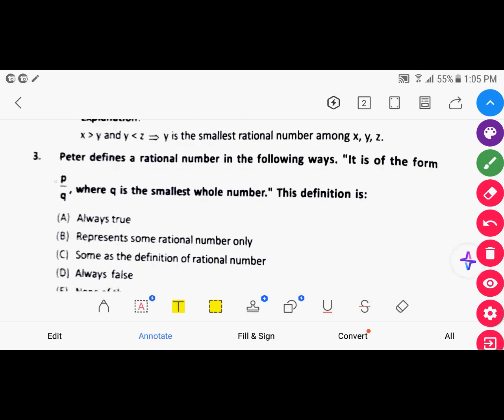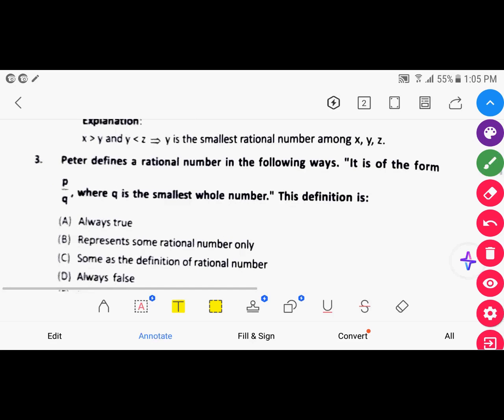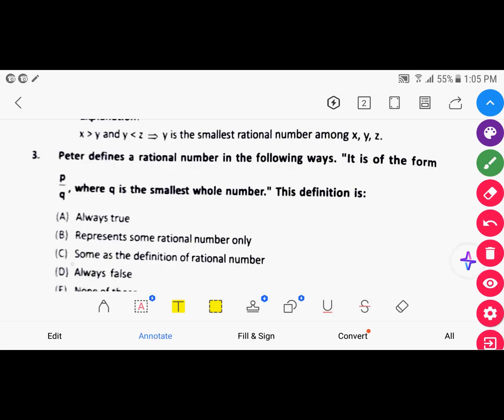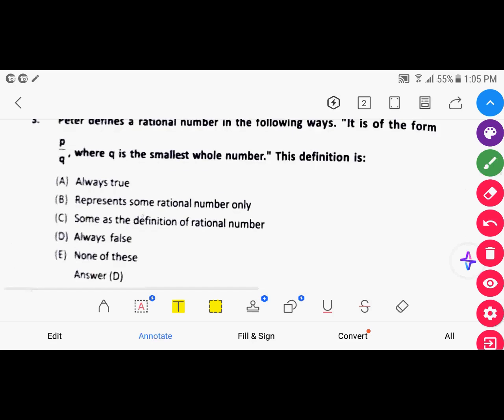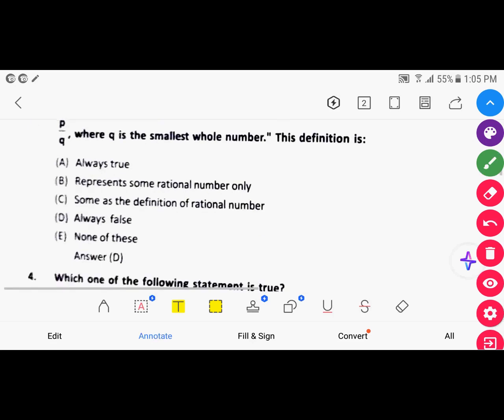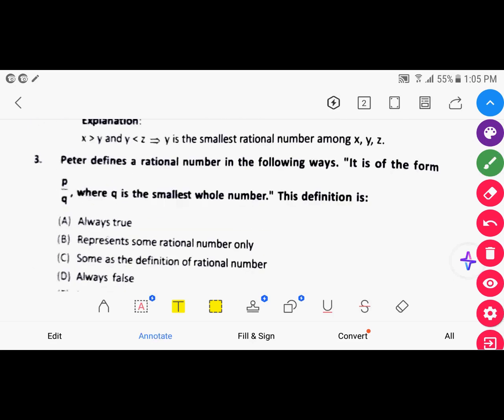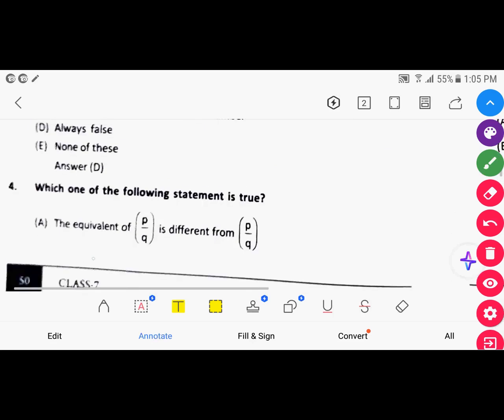Okay, now a person defines a rational number in the following way. It is of the form p upon q, where q is the smallest whole number. So the smallest whole number is 0, and it is not possible, because 0 cannot be a denominator in the condition of a rational number. So this p upon q is not a rational number.